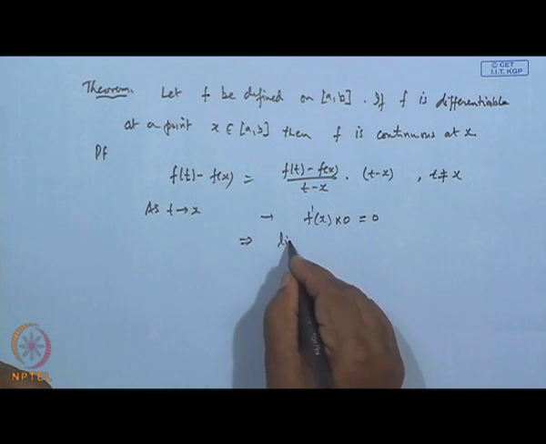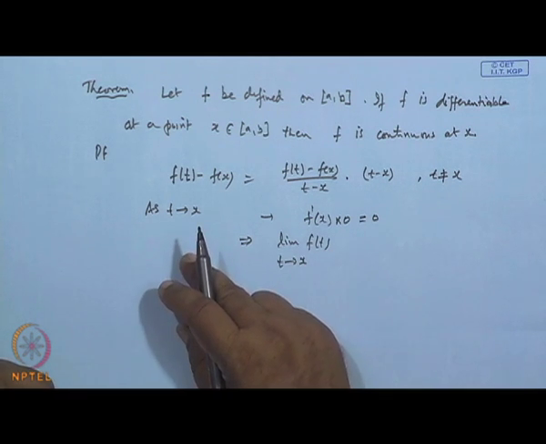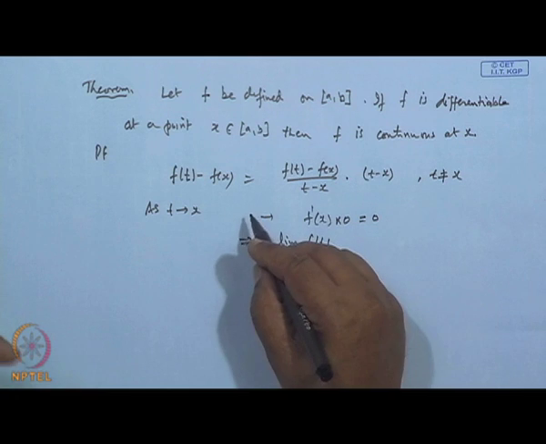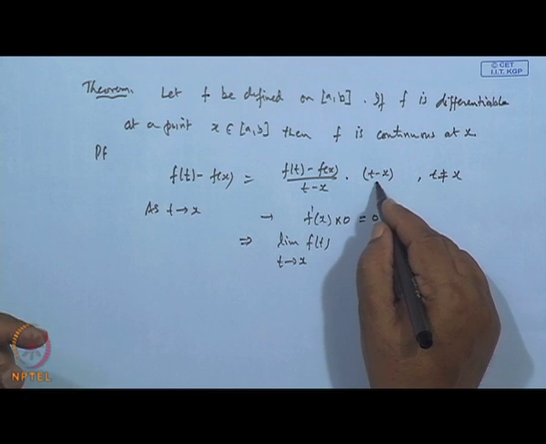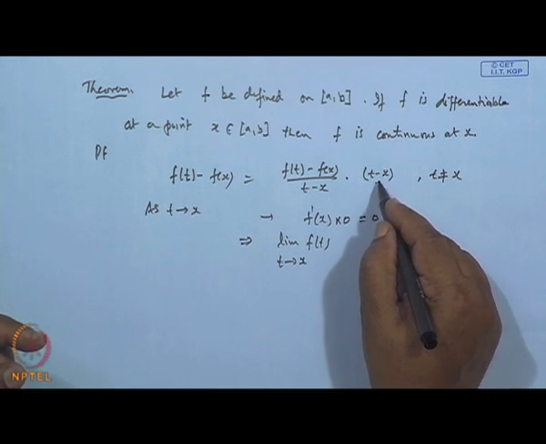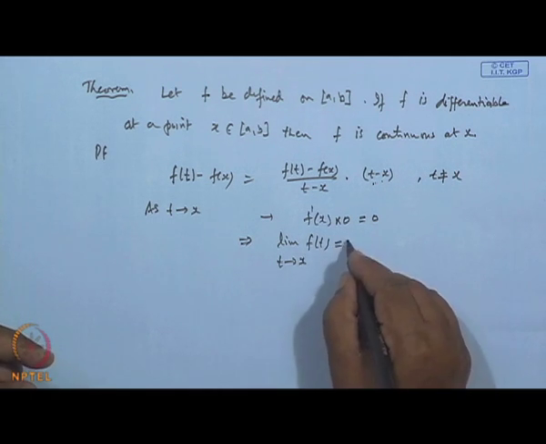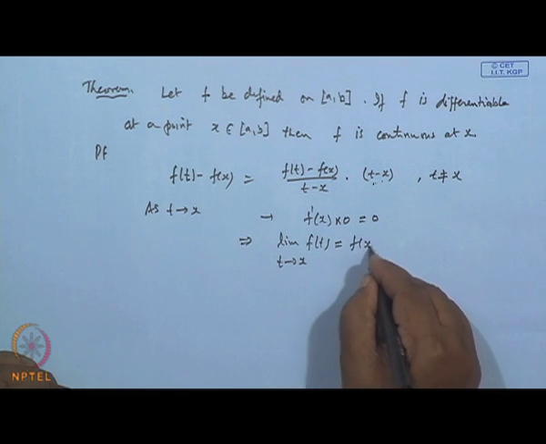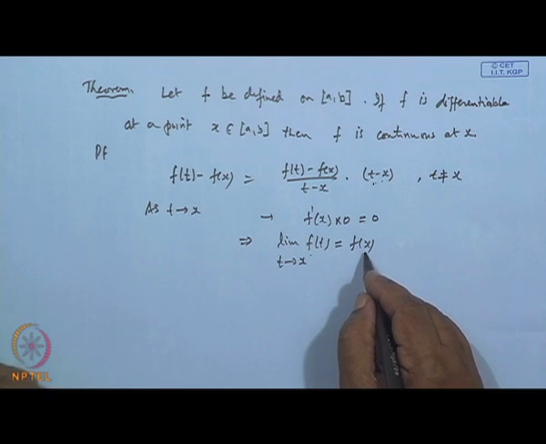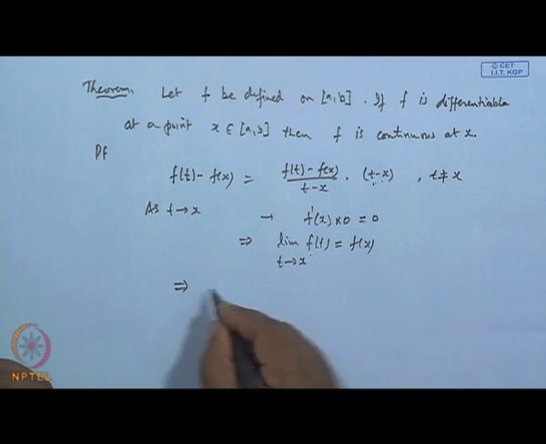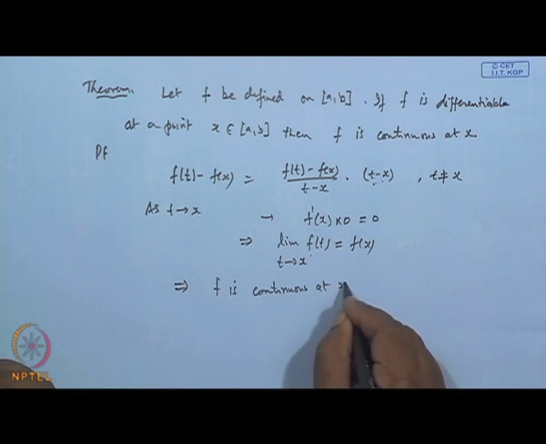Therefore, the limit of f t when t tends to x, either from the left hand side or from the right hand side, if this limit exists, both will be equal. So, it will always give the derivative, and this will go to 0 whether we approach t to x from the left or right. So, when t tends to x, f t will be equal to f x. That is, the limit exists and is equal to the value of the function at the point where the limit is required. This implies the function f is continuous at the point x.